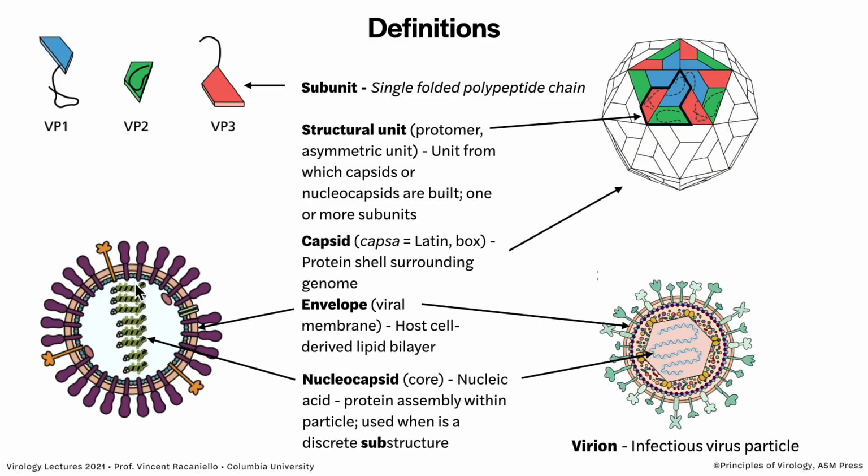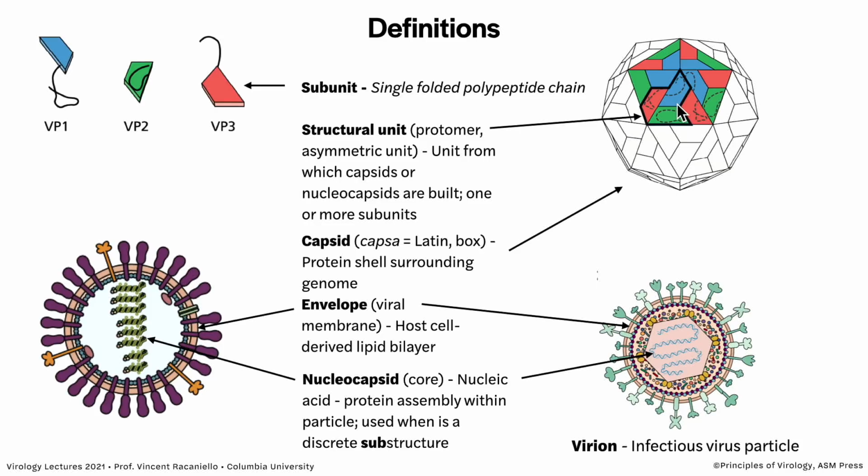So here we have influenza virus, which is enveloped and has 8 RNA protein complexes in it. And that's called the nucleocapsid. The RNA protein complex is the nucleocapsid. It's a substructure of the particle. And here on the right is herpes simplex virus. And here we have a capsid, which is inside an envelope. So that's actually a nucleocapsid because it's a substructure.